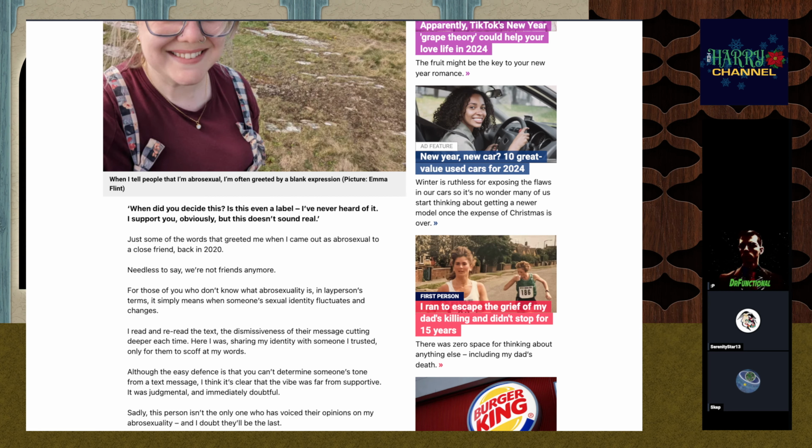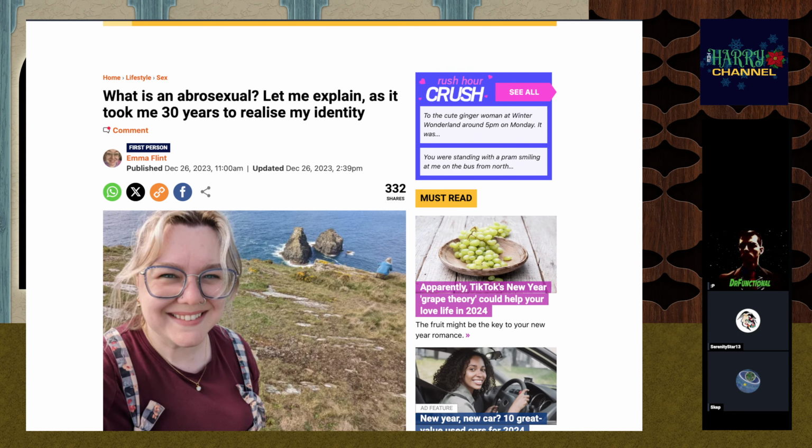Okay, for those of you who don't know what abrosexuality is, in layperson's terms, it simply means when somebody's sexual identity fluctuates and changes. It's Heisenberg's uncertainty sexuality. Whenever you try to measure it, you have to evaluate it, and it changes. So I think she's bi. She's something, I don't know. She's like 22 degrees off of the angle of the heterosexual axis or something, which gives her the longest possible lines for something. Anyway, that's bi. Yeah, that sounds stupid. You saw the cat bicycle or the cat motorcycle? Yes. Okay.